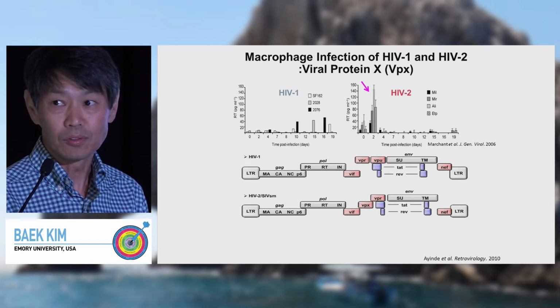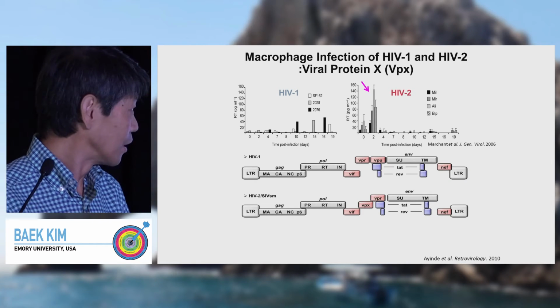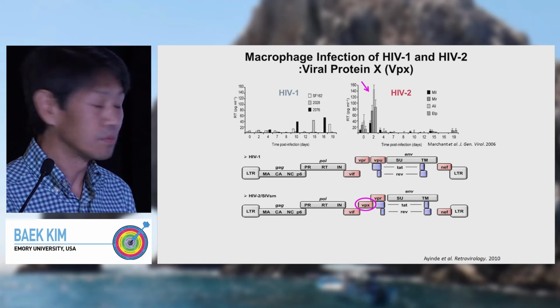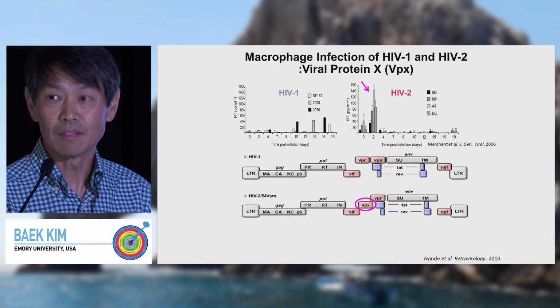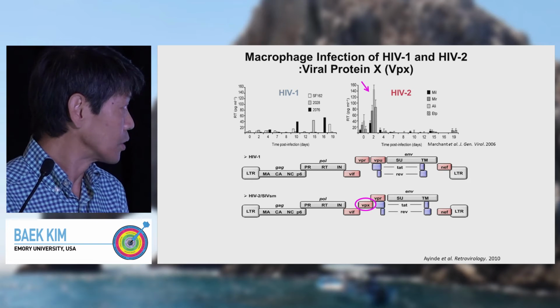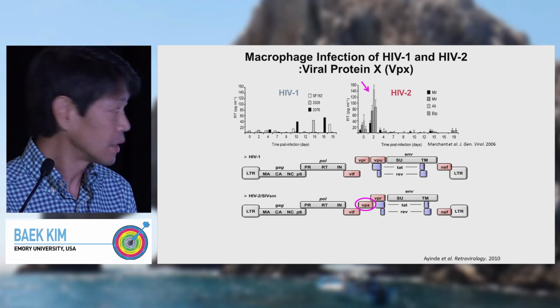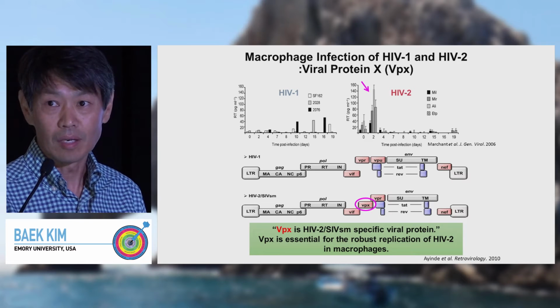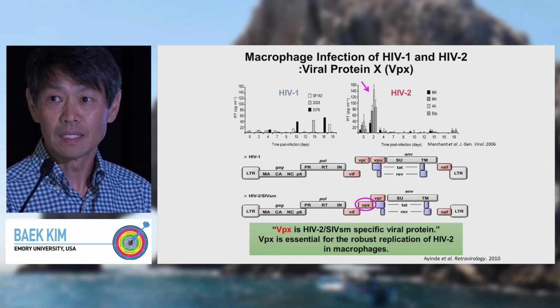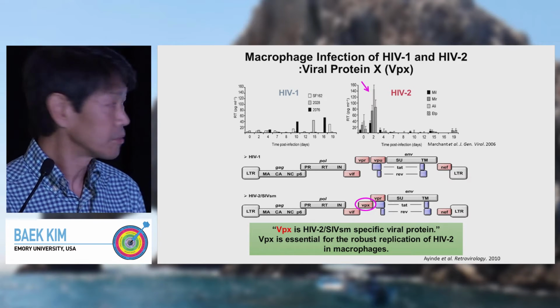And that's due to, Ron also talked about that, VPX. HIV-2 and many SIV strains encode viral protein X, VPX, that allows them to replicate very fast, even in the macrophage.